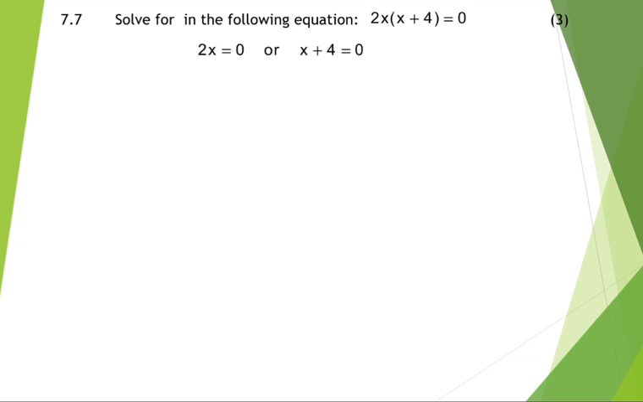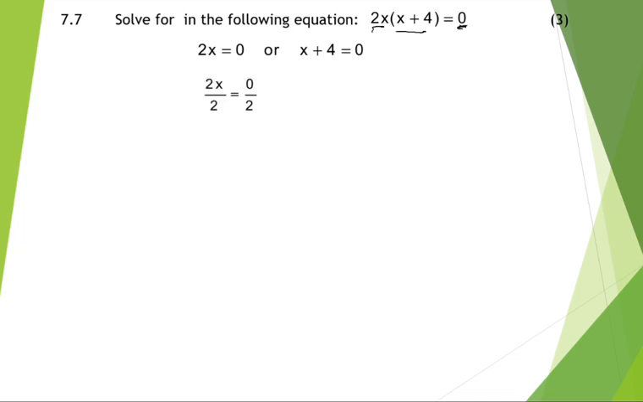Solve the equation. 2x multiplied by (x plus 4) is equal to 0. So it means these two factors are multiplying each other and they get the answer 0, which means it's either 2x is equal to 0 or x plus 4 is equal to 0.